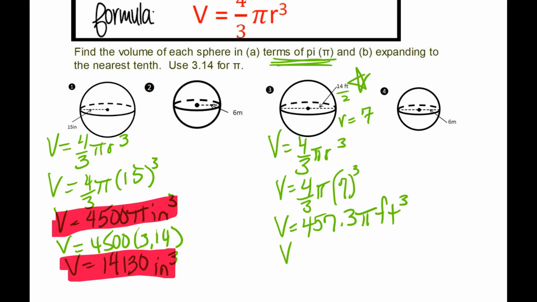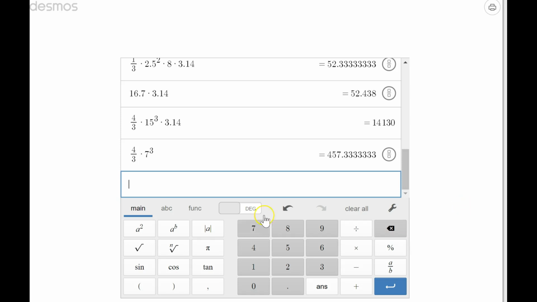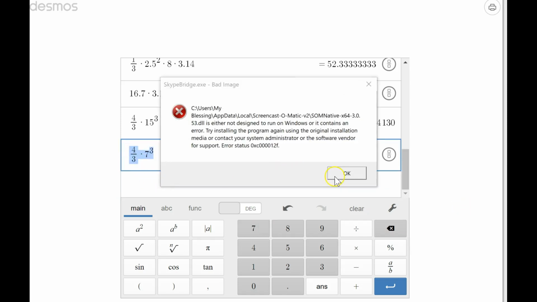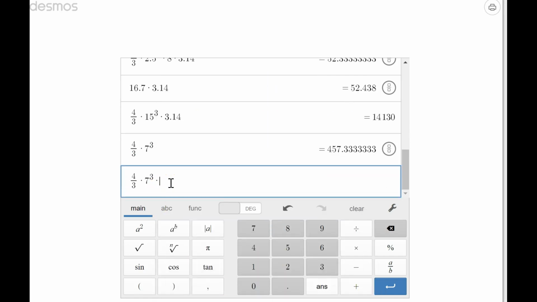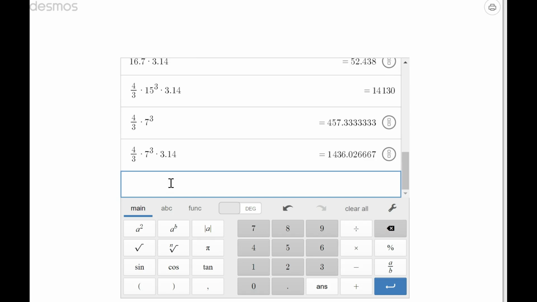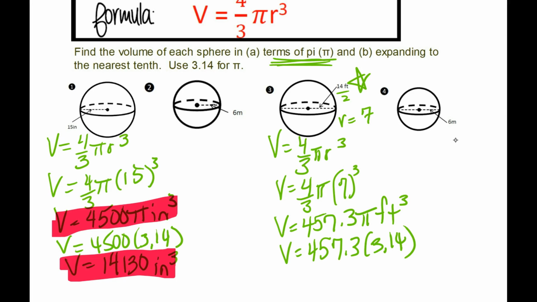We now take V and multiply 457.3 times 3.14. So we get 1,436, and that 2 is not going to do anything with that 0. So V is equal to 1,436 feet cubed.